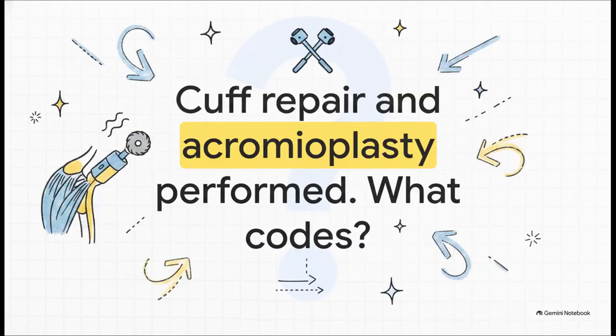Let's try Scenario 2. This one's a bit more complex. The surgeon performs an arthroscopic rotator cuff repair, that's code 29827. During the exact same session, they also document a decompression of the subacromial space using a motorized burr to perform an acromioplasty along with a CA ligament release. So what CPT code should be on this claim?